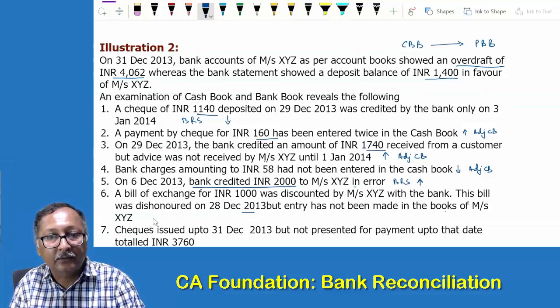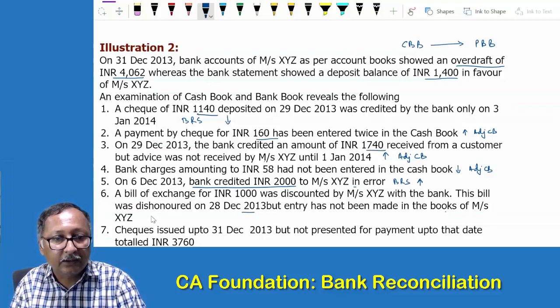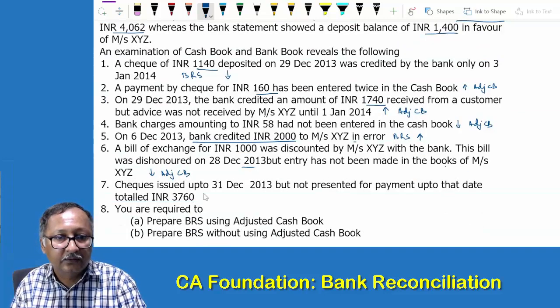The corresponding cash book balance has not been reduced because XYZ company doesn't know that the bill was dishonored. So the cash book balance has to be reduced. And since this entry has not been passed, the entry has to be passed, so it can be taken into the adjusted cash book. Checks issued up to 31st December but not presented for payment up to the date, totaling 3750.